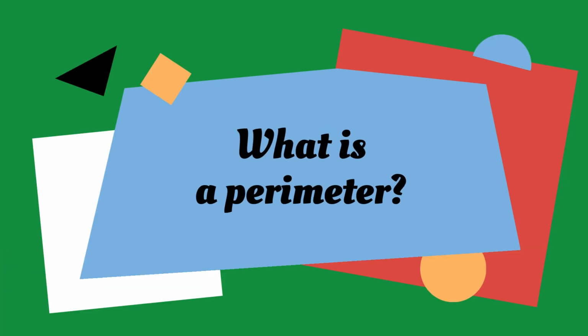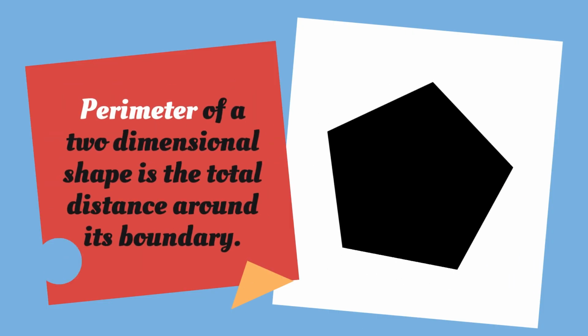Today we'll learn about perimeter and area. Let us first understand what is a perimeter. Perimeter is the sum of the distance around the shape or a closed figure.